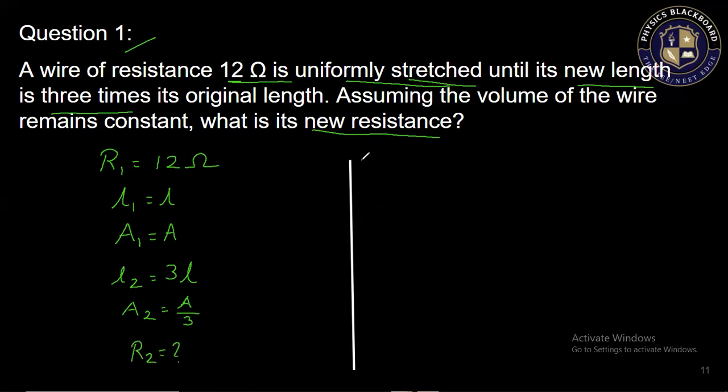Let's say R2. Now, I will use the formula R1 is equal to rho L1 by A1. Initial resistance 12 is rho into L by A. Let's take this as equation 1. Now, we need to find the new resistance, R2 is equal to rho L2 by A2. Resistivity will be the same, because the same material, the same wire is stretched.